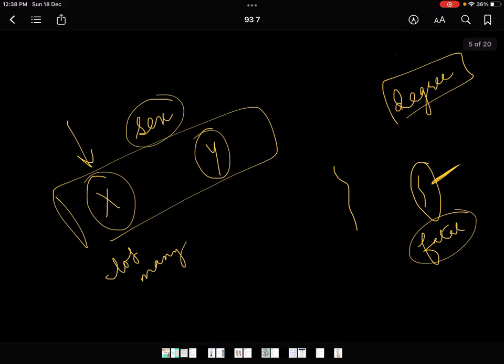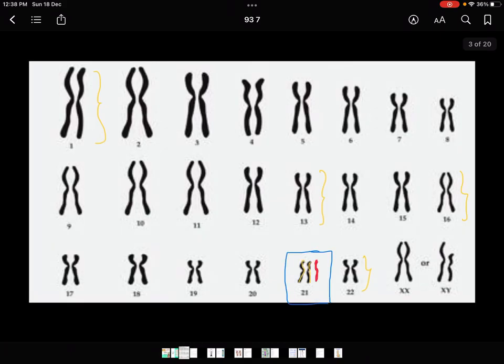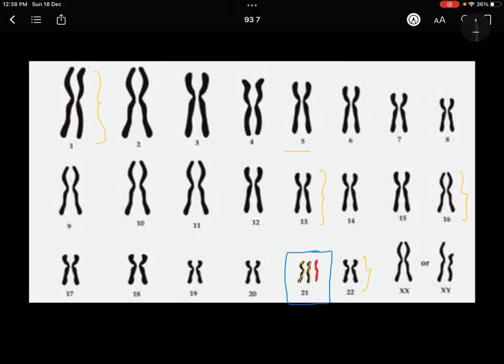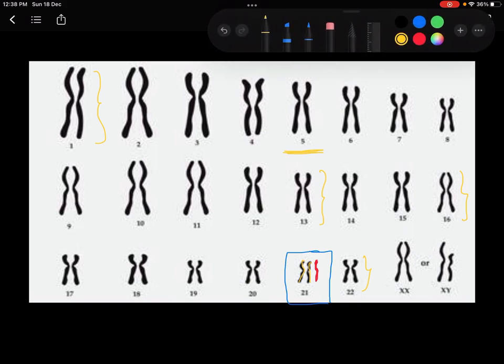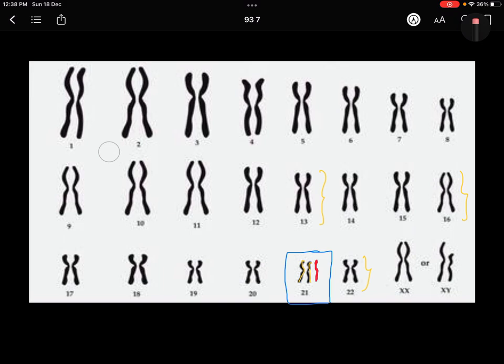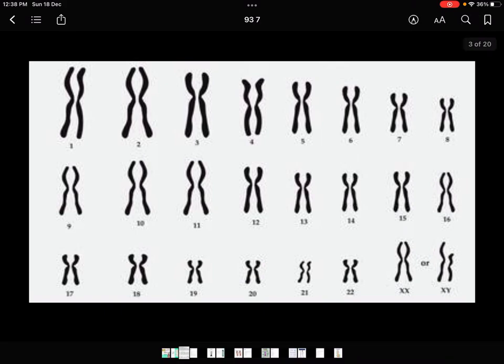So for example, if chromosome 5, let's say, has an abnormality, it could be more fatal as compared to a smaller chromosome, okay? So these are certain tidbits that I told you. You need not write any of this down. This is just for your understanding. Okay, so now let's go to Down syndrome.